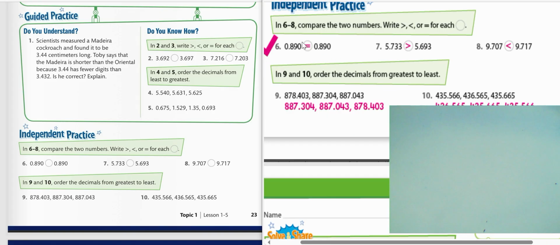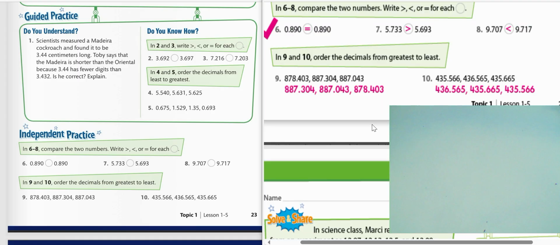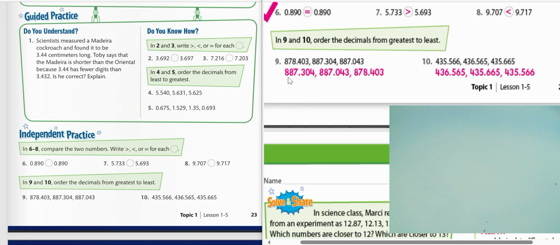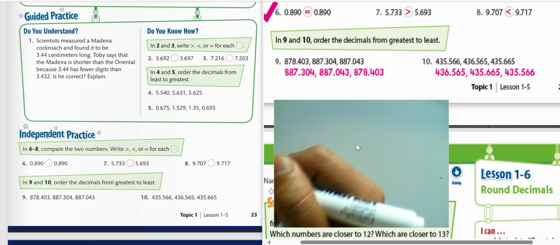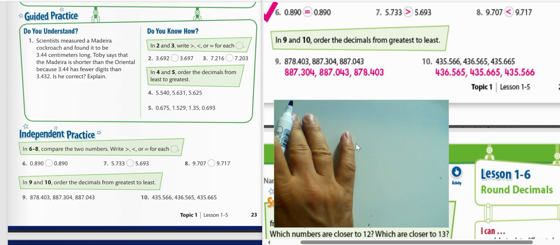Next number, we can compare here is your equivalent numbers. Also 7.733, 7.69: 7 is greater than 6. 9.707, 9.717, it's less than. And this number, we can compare the order of decimals from greatest to smallest. You can arrange descendingly from greatest to smallest.